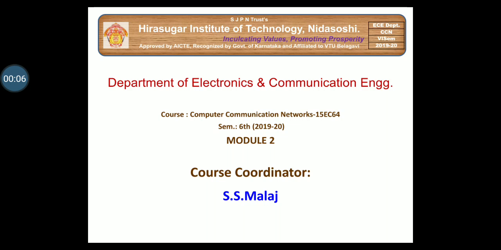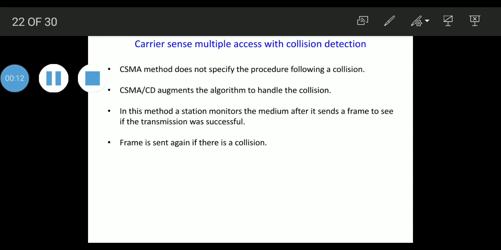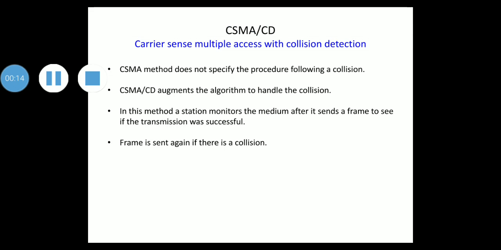Now we'll discuss CSMA/CD. The CSMA method, which we studied in the previous lecture, does not specify the procedure following a collision. To handle the collision, the algorithm must be augmented, so it is Carrier Sense Multiple Access with Collision Detection, in short called CSMA/CD. This augments the algorithm to handle the collision.